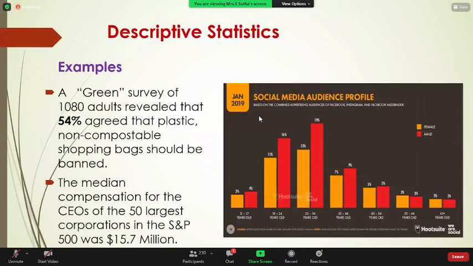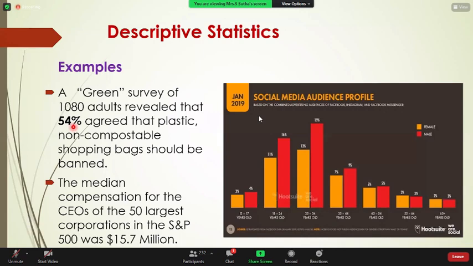Now, if we take the previous example, a green survey of 1,080 adults revealed that 54% agreed that plastic and non-compostable shopping bags should be banned. Now we say that among the 1,080 adults, 54% agreed that. Now we have to estimate this figure for the country. It is a part of the country we surveyed. By collecting the data, we found that 54% agreed that.